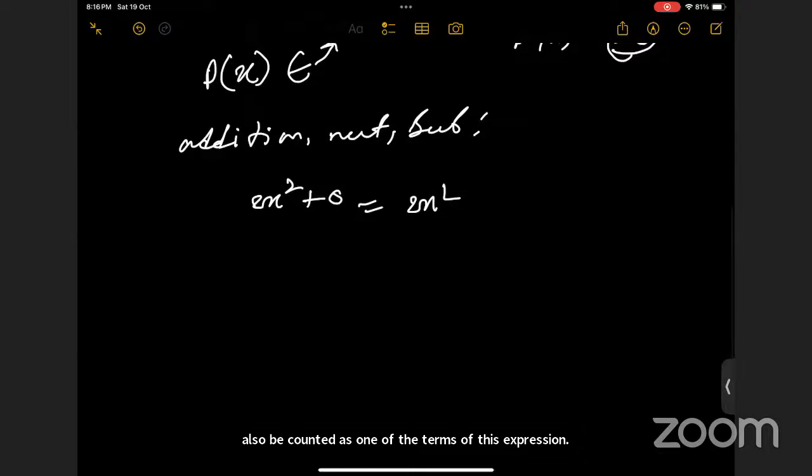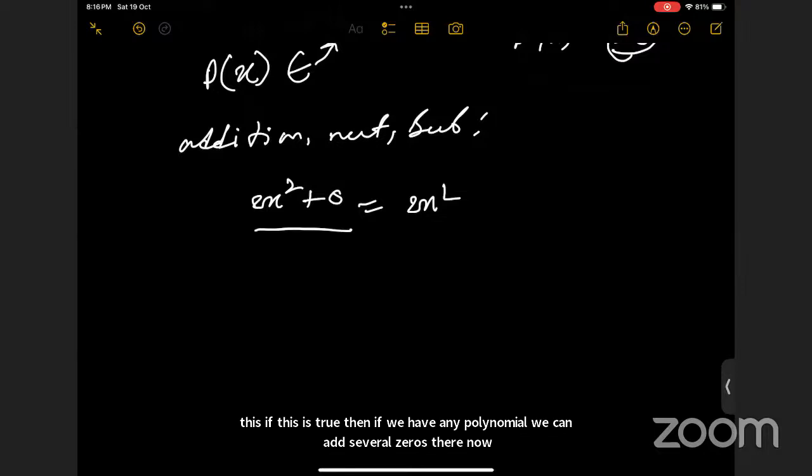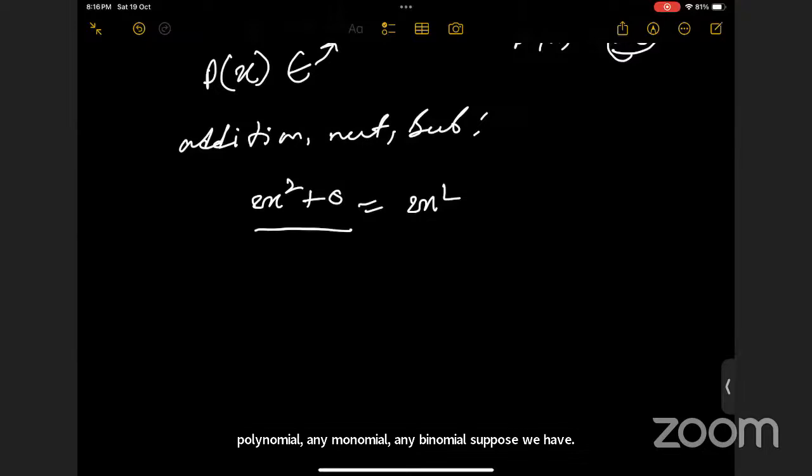I don't think so. If this is true, then if we have any polynomial, we can add several zeros there. Then any monomial, any binomial, suppose we have, we can make it a polynomial, right, by adding zeros. Then there is no value for zero, right, ma'am? Then zero can't be counted as a monomial.